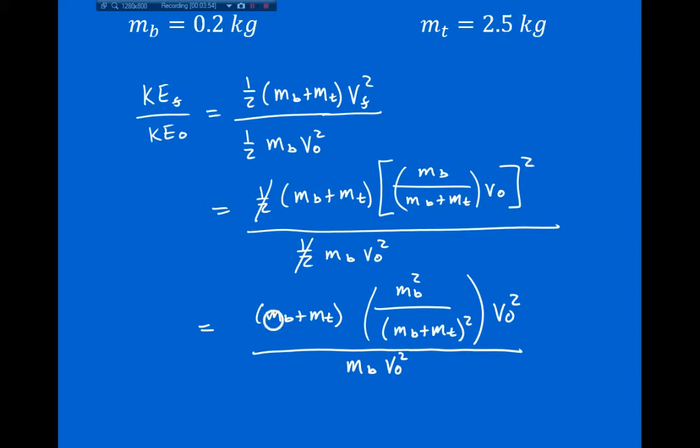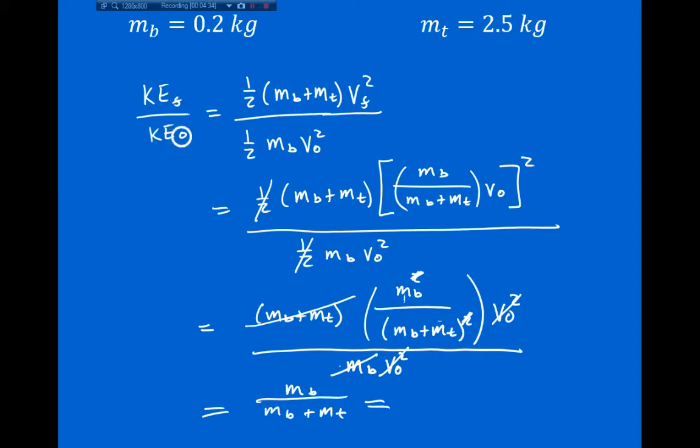So looking at this, up in the numerator we have the mass of the bullet plus the mass of the target, and then two of them in the denominator. So this is going to cancel with one of these two, so we'll get rid of that square. The mass of the bullet in the numerator and the mass of the bullet here will cancel, so it cancels with one of these two. And the initial velocity squared will cancel. So what we see is that this is just going to be equal to the mass of the bullet in the numerator, and in the denominator we have the mass of the bullet plus the mass of the target.